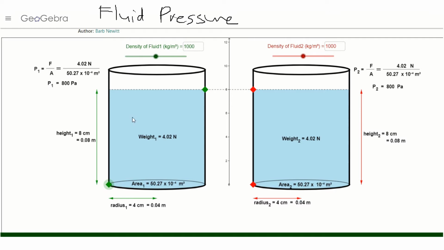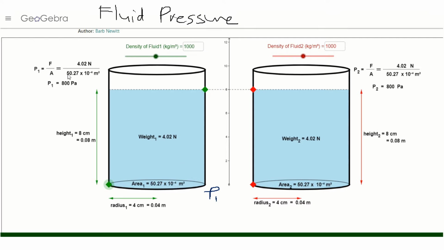So let's look at this part on the left. They're both identical, exactly the same setting. We have some familiar stuff here. Pressure is force over area. Force of 4.02. The 4.02 is the weight of this whole column of fluid pressing down on something. So what they're calculating here, P1, is how heavy this thing is, what weight, pressing down on an area at the bottom. 50.27 times 10 to the negative 4, so that's here.